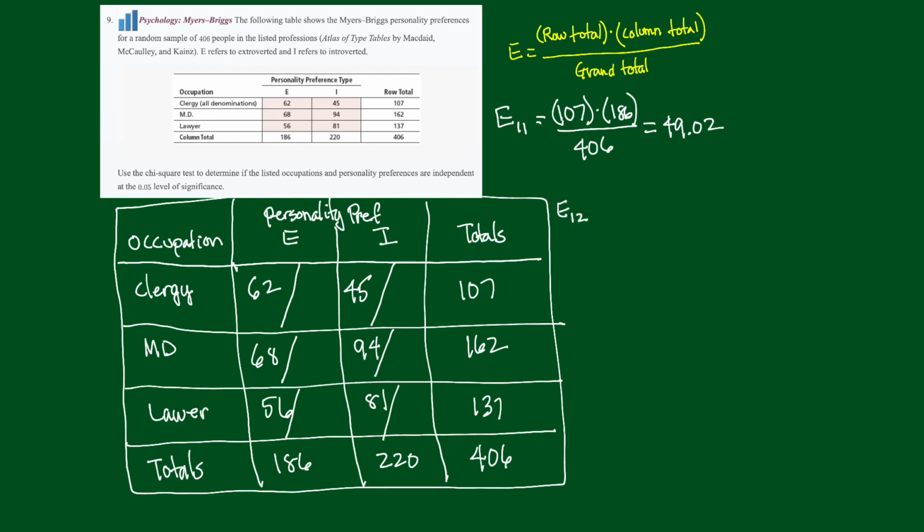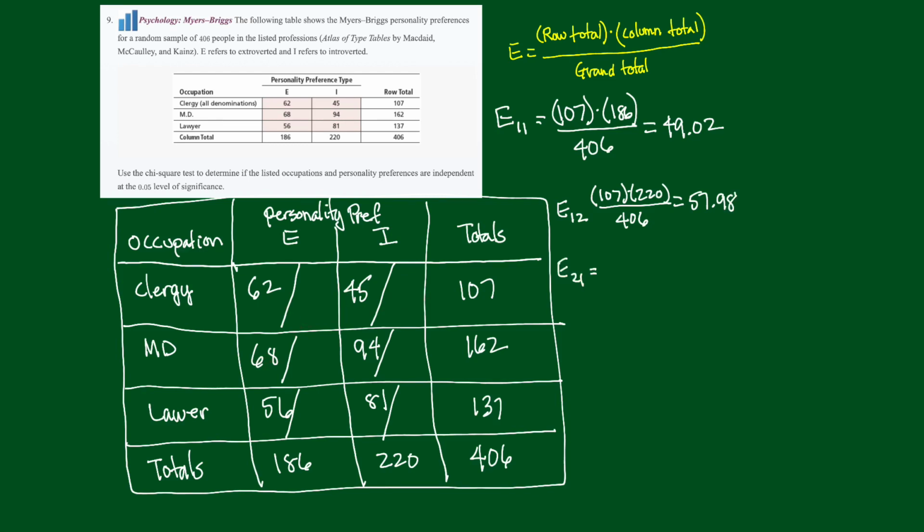Now maybe I'll get the expected value in row 1, column 2. So I'm going to use row 1, column 2. The total in row 1 is 107, times the total in column 2. Column 2 is this one here, that's 220, divided by that grand total, 406. And I am getting 57.98. So I've got that first row taken care of.